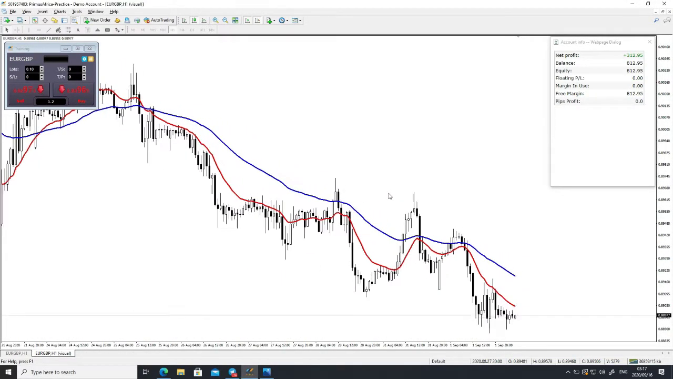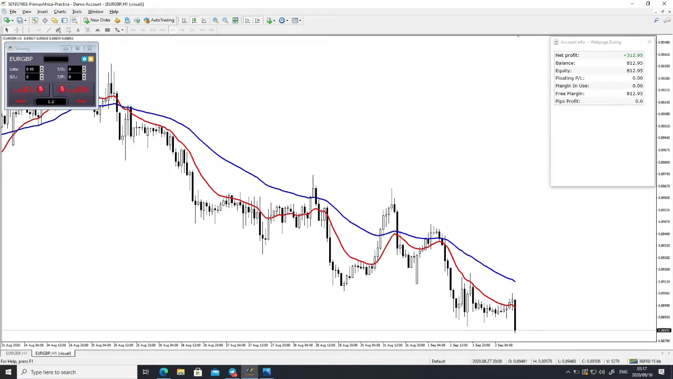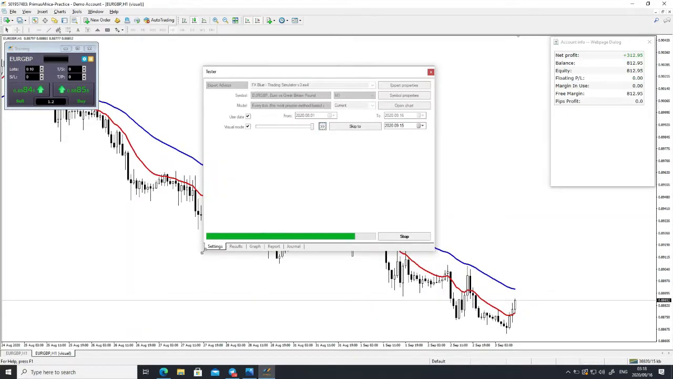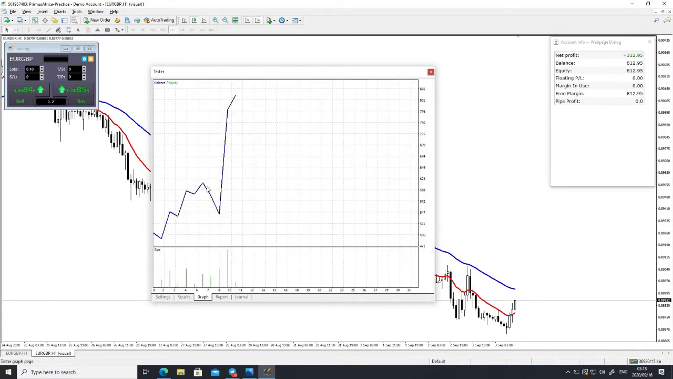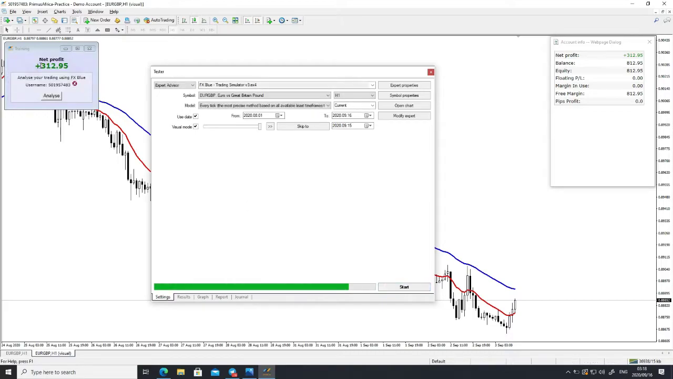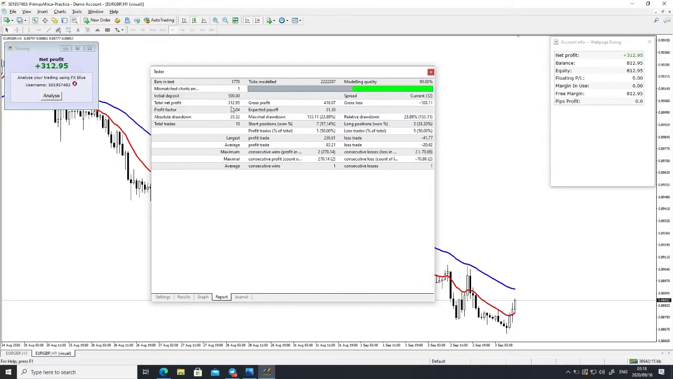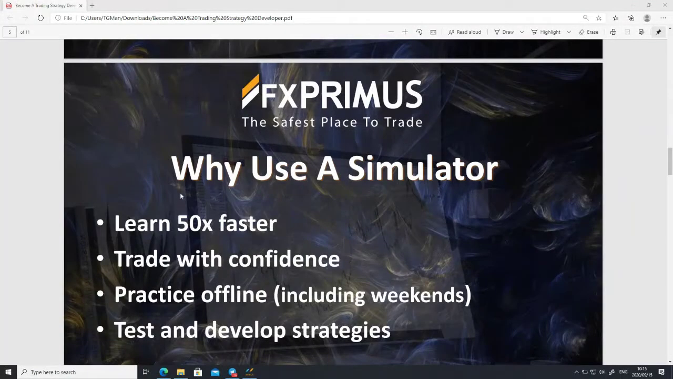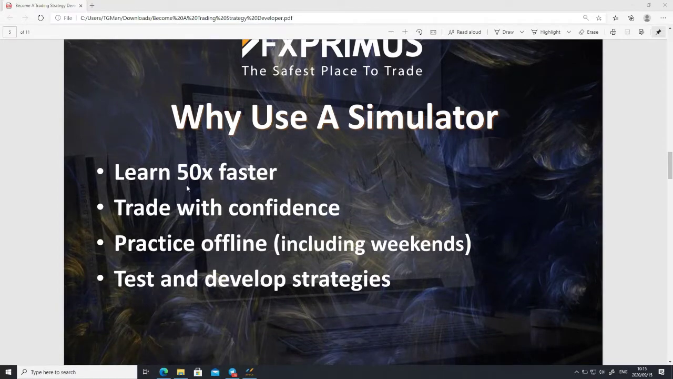I then shortly after that enrolled for an online course that exposed me to so many trading tools. And there's this one called the Strategy Tester that grabbed my attention. This tool managed to answer all my questions and saved me a lot of time by using past market conditions to date. Now let's look at some advantages of using a simulator.